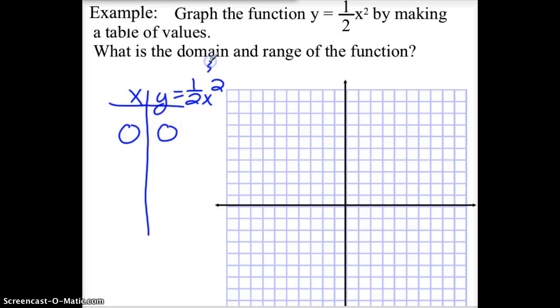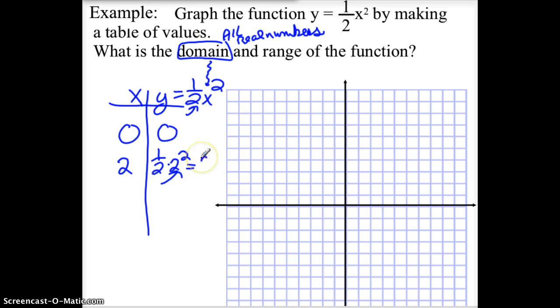Now, we said our domain is all real numbers. So we can put anything in to this function, but whatever we put in, we have to graph. So let's be nice to ourselves. Whatever we put in, we're eventually going to have to take a half of, and I don't like to graph fractions. So I'm going to pick 2, so that when I do 2 squared, which is 4, and take half of it, I get a 2, and it's nice. I'm not having to graph fractions.